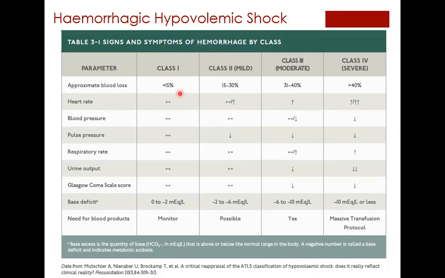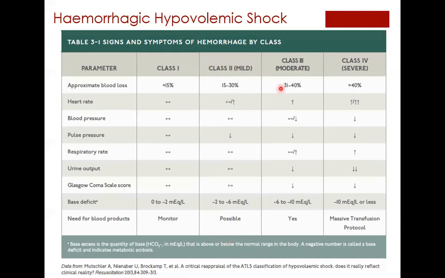If less than 15% it is class 1, where you can see, for example, patients giving blood donations; most of the time the vital signs will be stable, and you can just monitor patients. If the heart rate starts increasing and the pulse pressure is narrow, it is classified as class 2, mild. Most of the time, patients can still respond to your crystalloid fluid resuscitation. Blood products may or may not be needed, but you have to find out the causes of the hemorrhage.